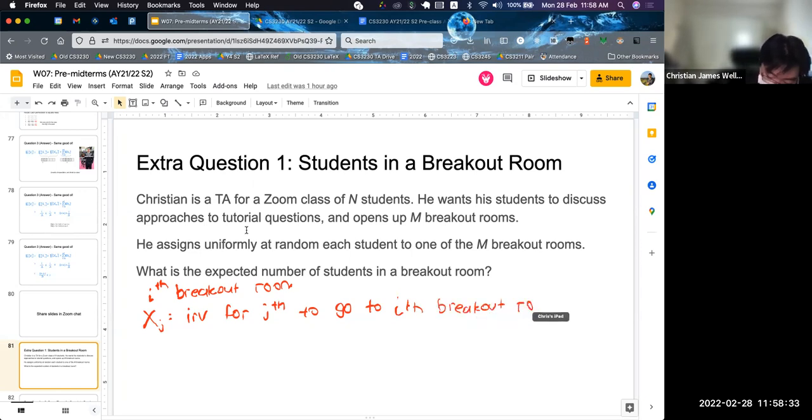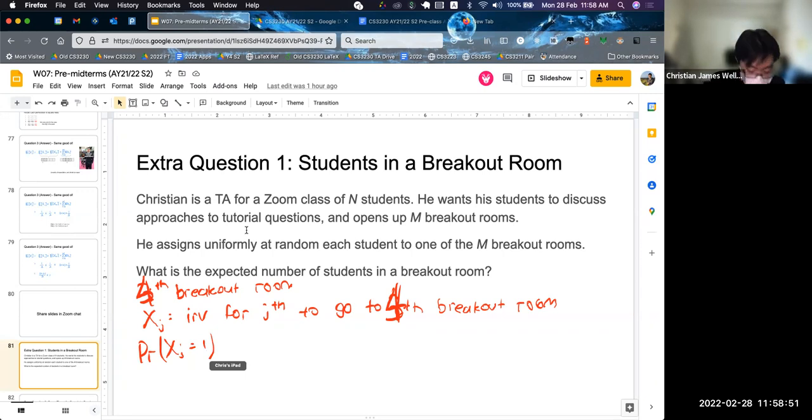And if you don't like I and J, you can just imagine you fix a number, like maybe 3, or maybe make it 4 so that I don't have to fix the grammar. The 4th breakout room. Okay, so what's the probability of XJ happening? Well, there are M breakout rooms, so the probability of XJ happening should be 1 over M. Right? So for that student, I randomly choose one of the M breakout rooms. So the probability of that breakout room that I want, the 4th breakout room, to be chosen is 1 over M. So you get the probability of XJ equals 1 being 1 over M.